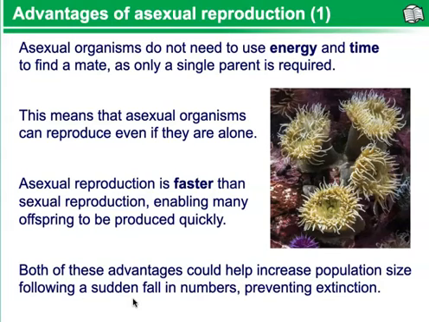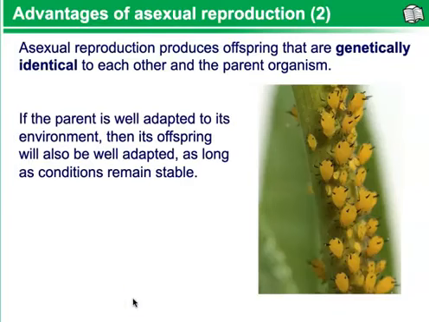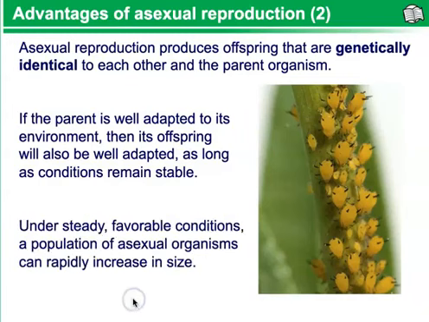Some species of sea anemone reproduce asexually by splitting in half along their length to make two fully formed individuals. Asexual reproduction produces offspring that are genetically identical to each other and the parent organism. If the parent is well adapted to its environment, then its offspring will also be well adapted as long as conditions remain stable. Under steady, favorable conditions, a population of asexual organisms can rapidly increase in size.